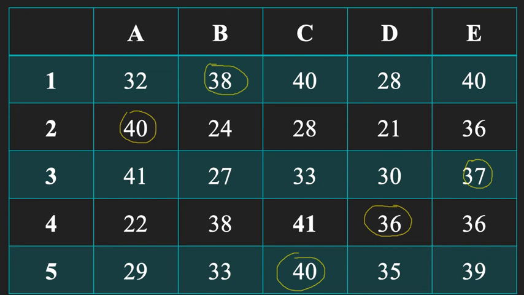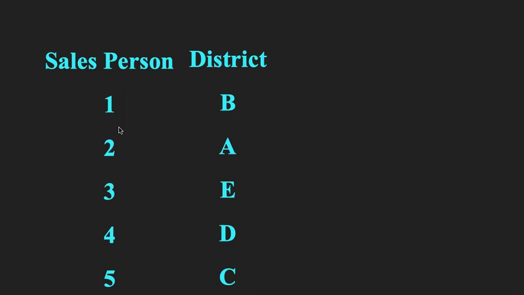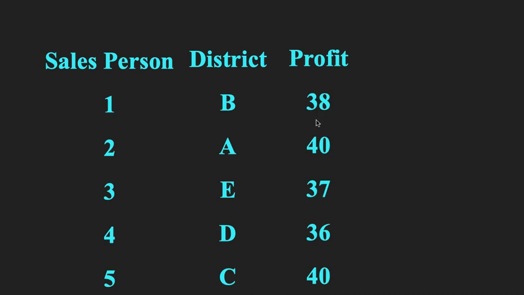It is again 191. So for salespersons 1, 2, 3, 4, 5: the first will get B, the second will get A, the third will get E, the fourth one will get D, and the fifth one will get C. And the profit is how much? This is 38, 40, 37, 36 and 40. Now if we add it up, we are going to get again 191. Now if we change it again, we are going to get the same 191 rupees only.